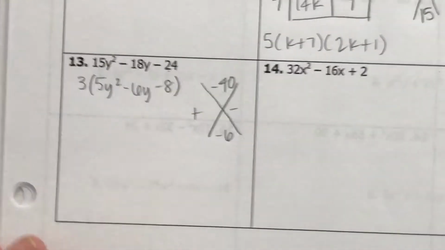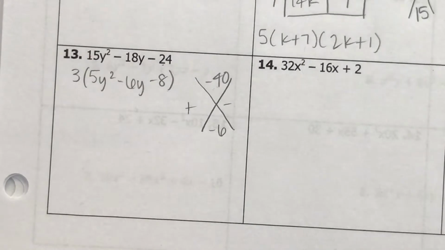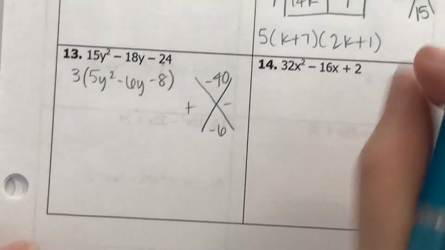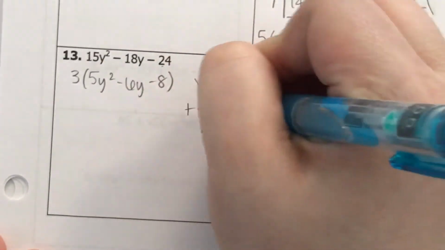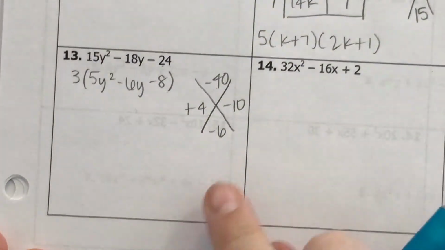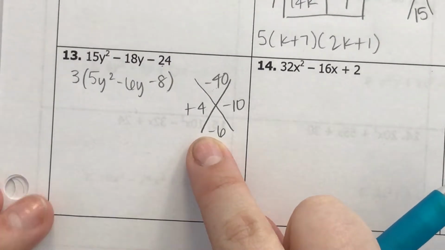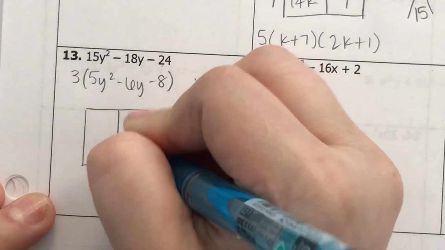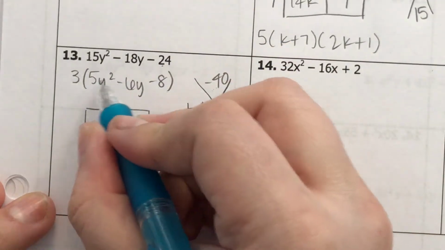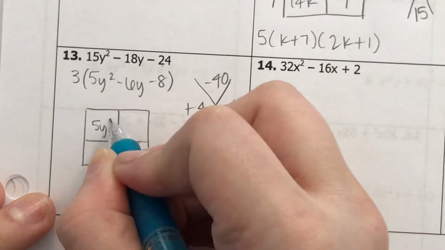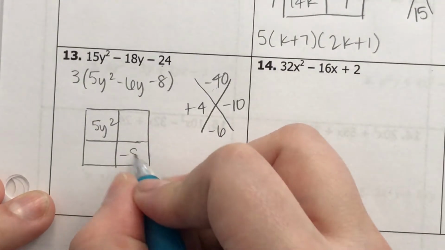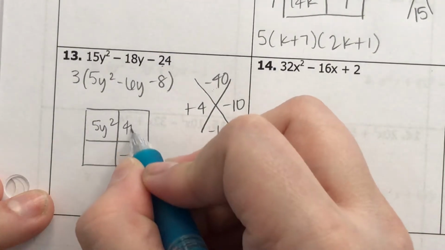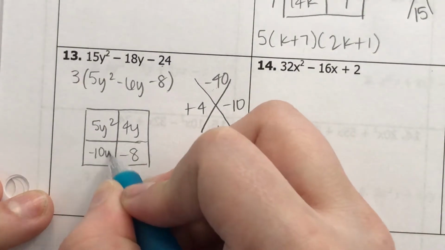Okay. Well, we got 1 and 40, 2 and 20, 4 and 10. Oh, I think 4 and 10 would work. I think if we go positive 4 and negative 10, we'll get negative 6. Yeah. Okay, so we'll do our little box. We have 5y squared. Remember, it's our new one, not the original. Minus 8, 4y, and negative 10y.